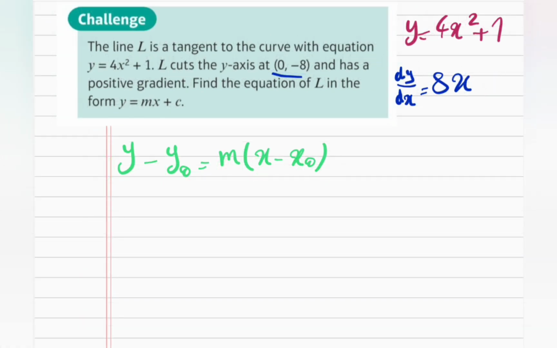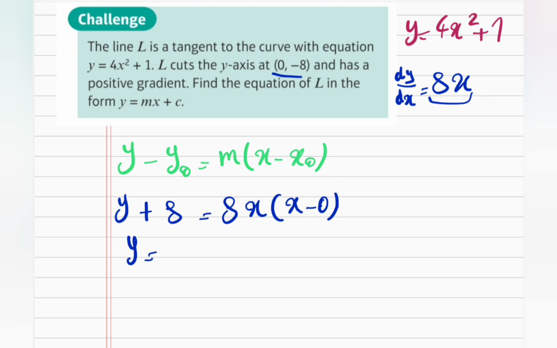But what we can do instead is use this point which is on the tangent line, and also 8x as a general form for the gradient, and then substitute them into the equation and get the equation of the tangent, but without having the value of the gradient for now. So this is going to be y minus, basically y plus 8 is equal to m. So for the gradient we said it's 8x for now, then x minus 0. So we can then rearrange this to have y equals 8x squared minus 8. So this is the equation of the tangent, but again, without having the exact value of the gradient.